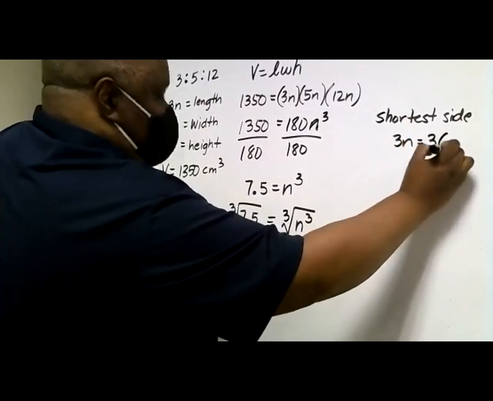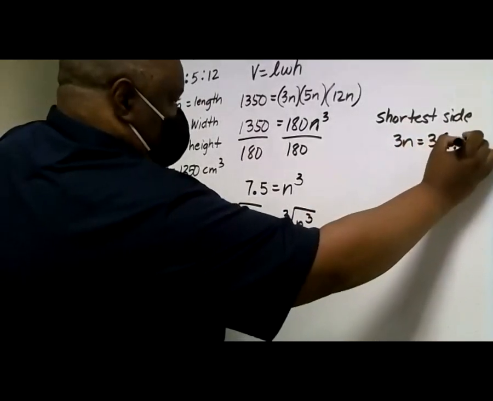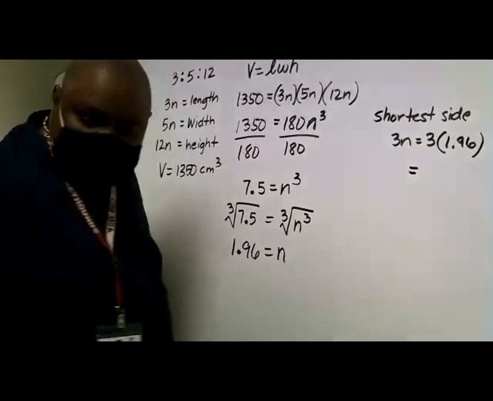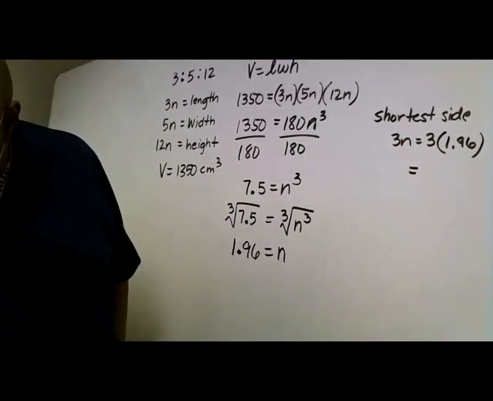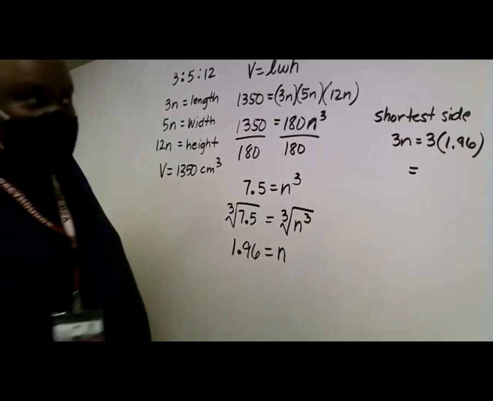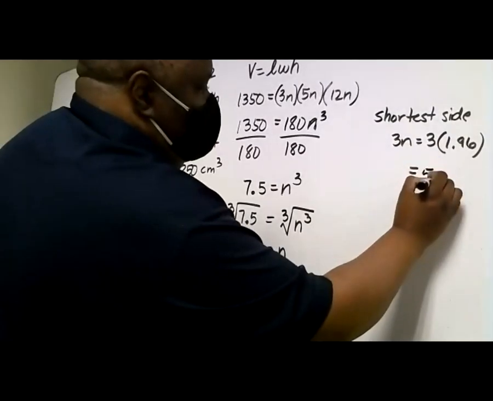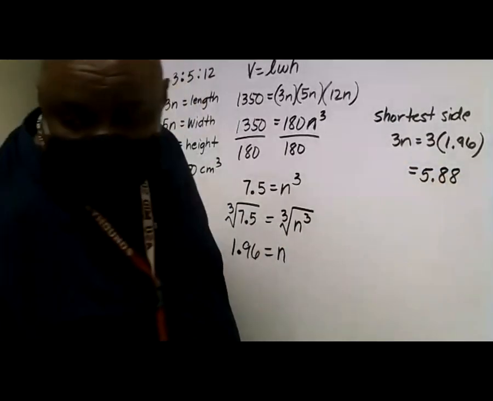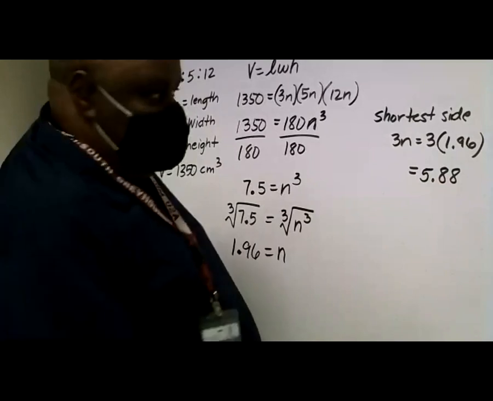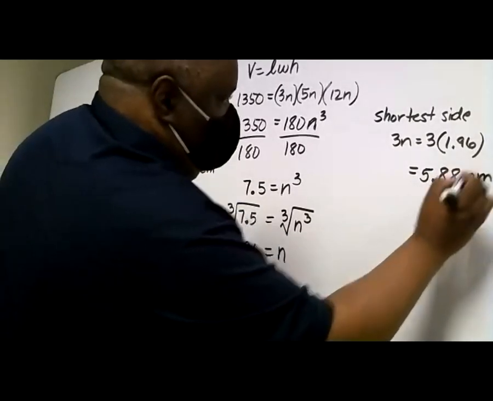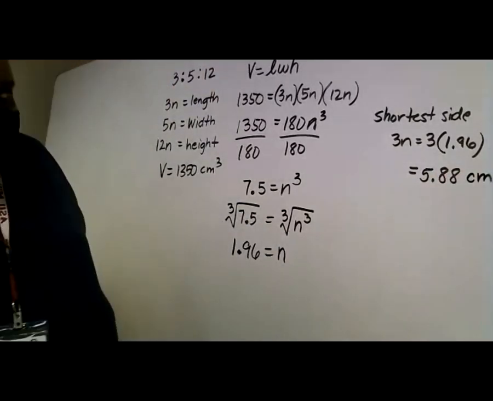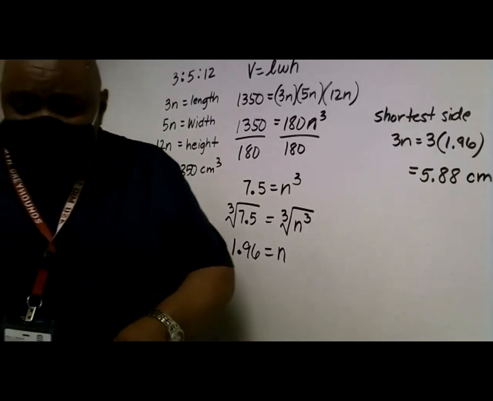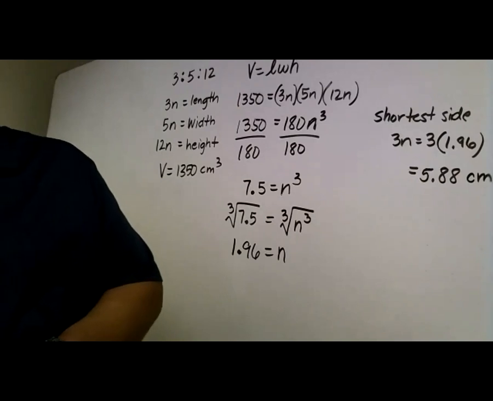So I'm going to do 3 times 1.96, which is, okay. And this will be in centimeters. Because the volume is in cubic centimeters, so the shortest side has to be in centimeters. Okay, so that's how we would complete that particular problem here.